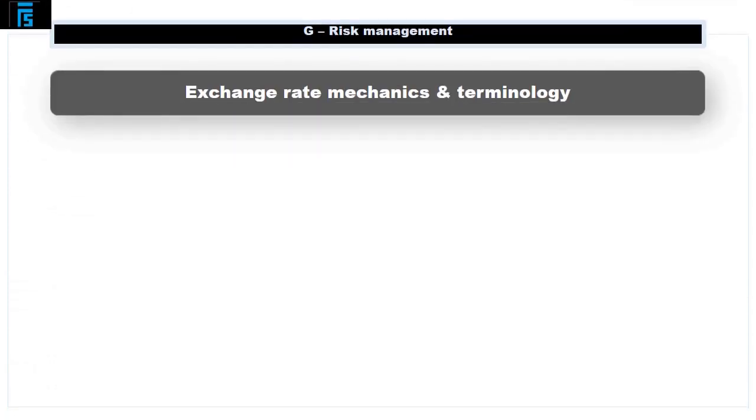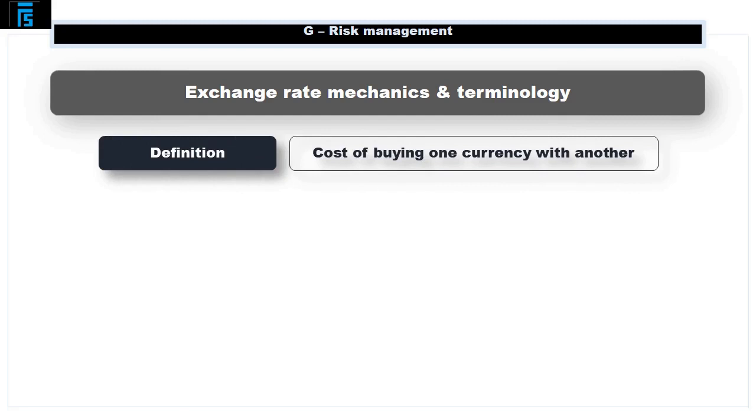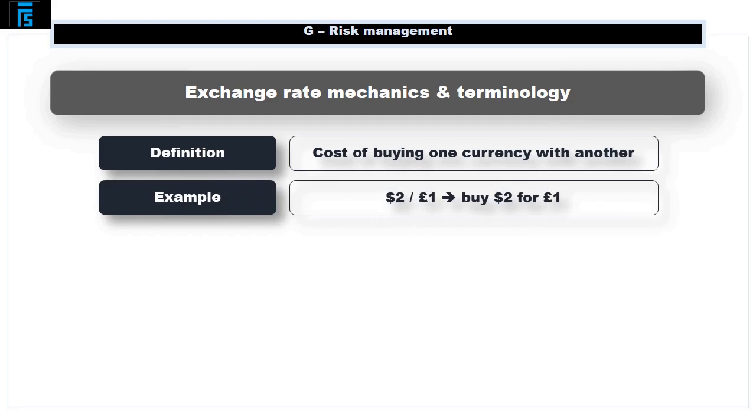Exchange rate mechanics and terminology. An exchange rate is effectively the cost of buying one currency with another. For example, a rate of $2 to the pound indicates that if you have £1, you can use it to buy $2, notwithstanding any transaction costs. You have exchanged your pounds for dollars.